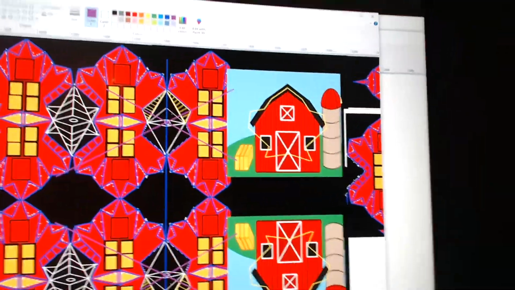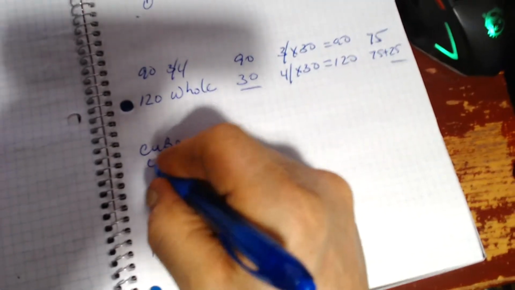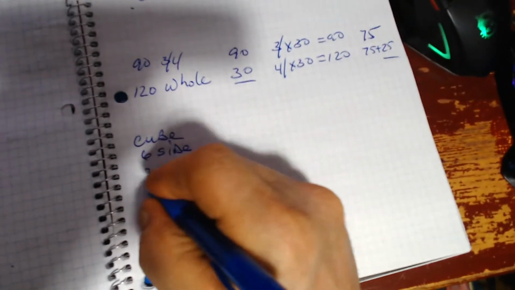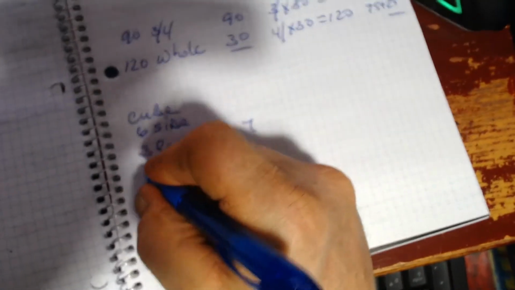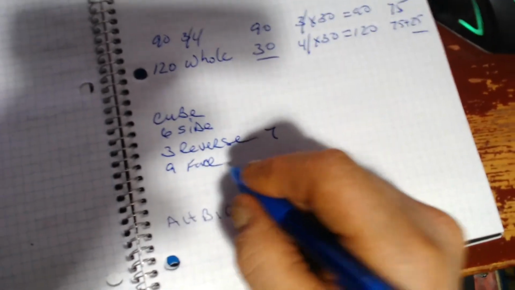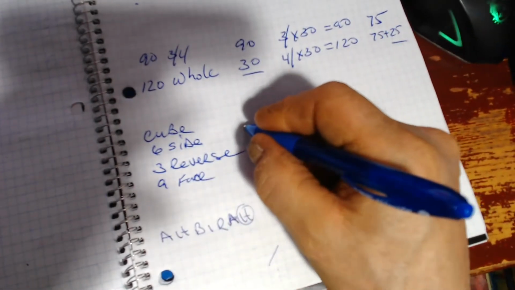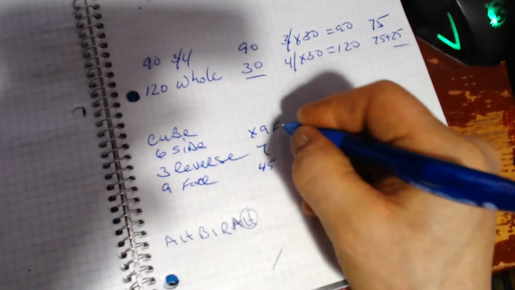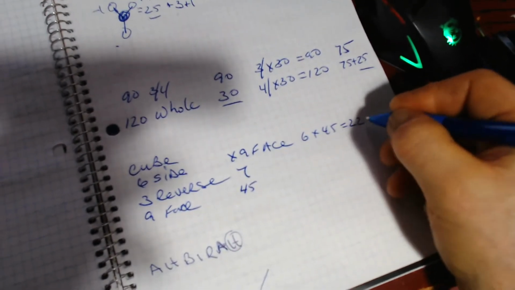Looks like a barn. That's what it looks like. And remember, okay, so we have another calculation inside of here. You see, we have the cube, okay, that has 6 sides. It has 3 reverse 7. Then on each side, it's got a 9 face. Okay, the total of the 9 face equals 45. It has 6 sides times the 9 face, 6 times 45 equals 225.